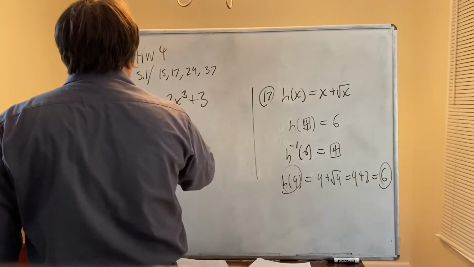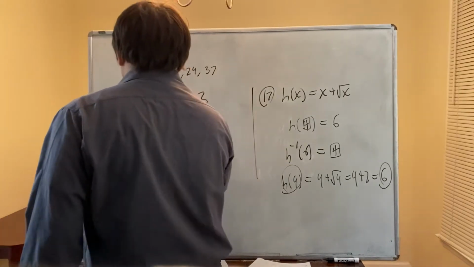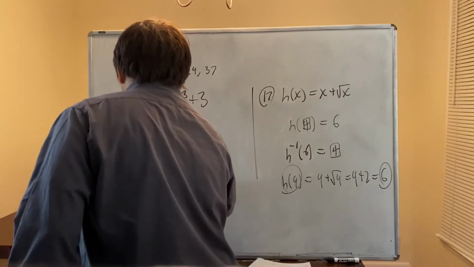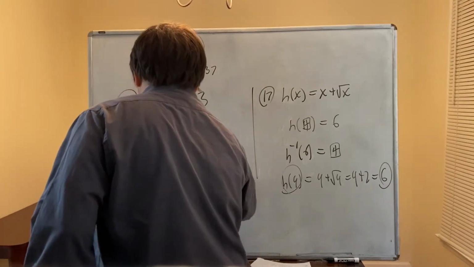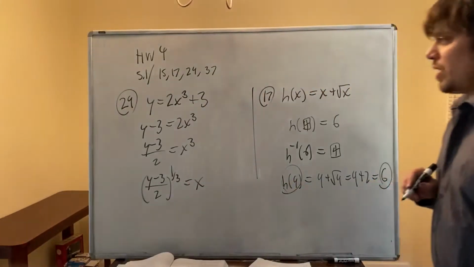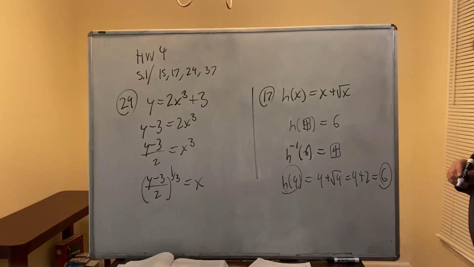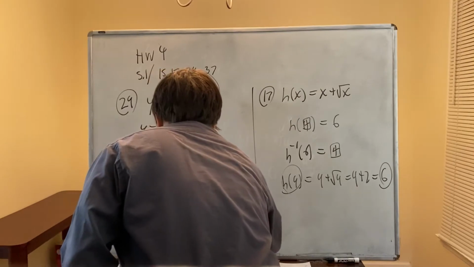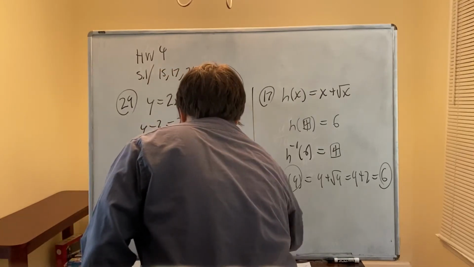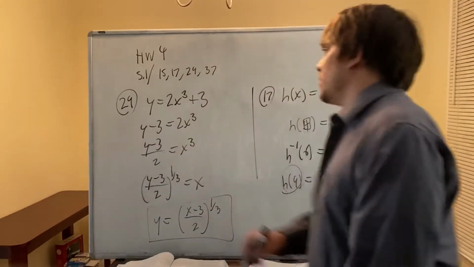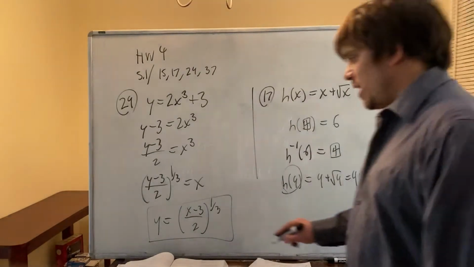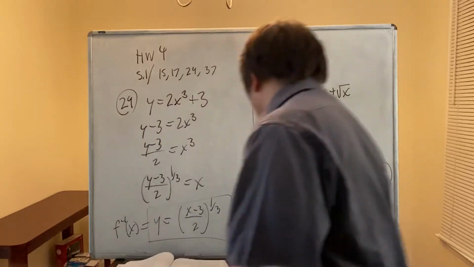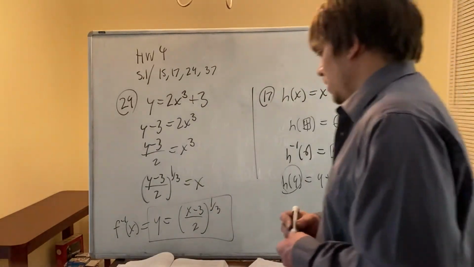So we have y minus 3 is equal to 2x cubed. Y minus 3 over 2 is equal to x cubed. Y minus 3 over 2 raised to the 1/3 is x. And so now I've solved for x. And now I switch x and y. And so that means y is equal to x minus 3 over 2 to the 1/3. That's f inverse of x. That y is f inverse of x. And now we've solved for f inverse of x in 24.